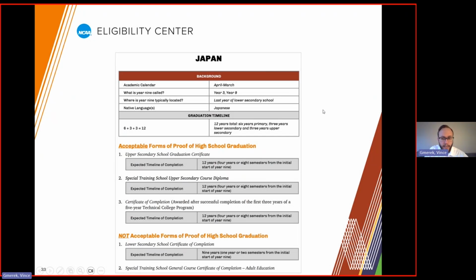As it says here, it's the last year of lower secondary school. The only native language is Japanese. The only graduation timeline is a 6 + 3 + 3 = 12 system, meaning they do 6 years of primary school, 3 years of lower secondary school, and 3 years of upper secondary school. Here you can see all of the acceptable forms of proof of high school graduation, in addition to the not acceptable forms of proof of high school graduation.